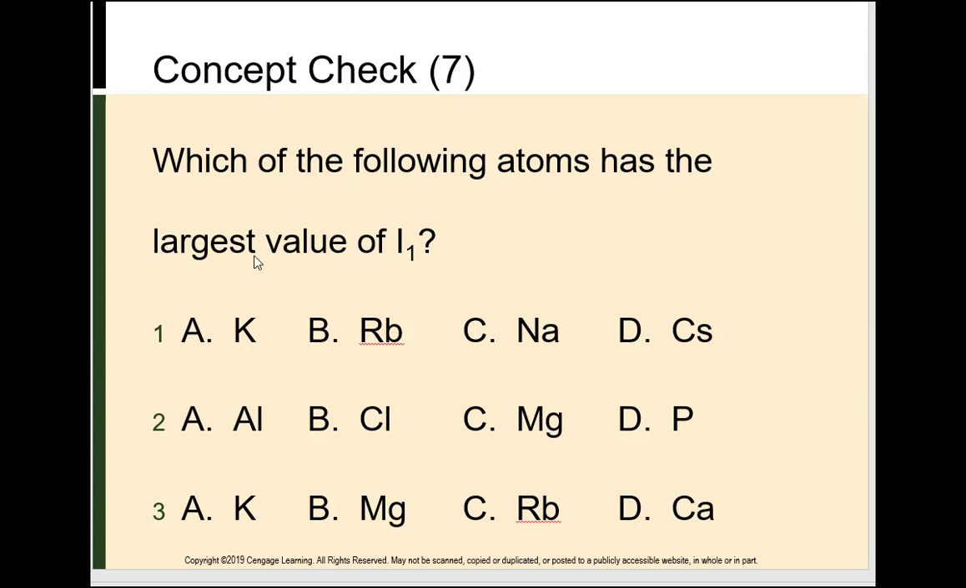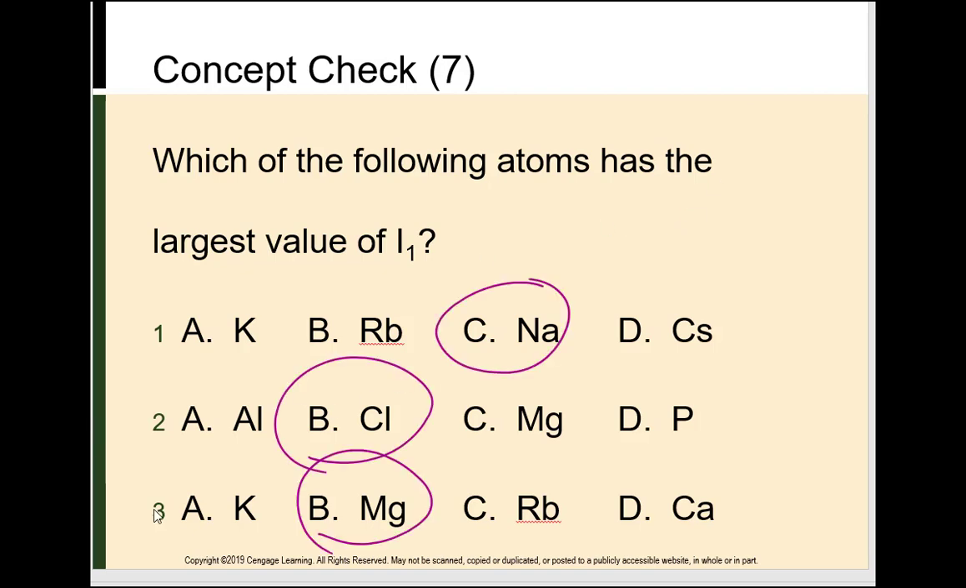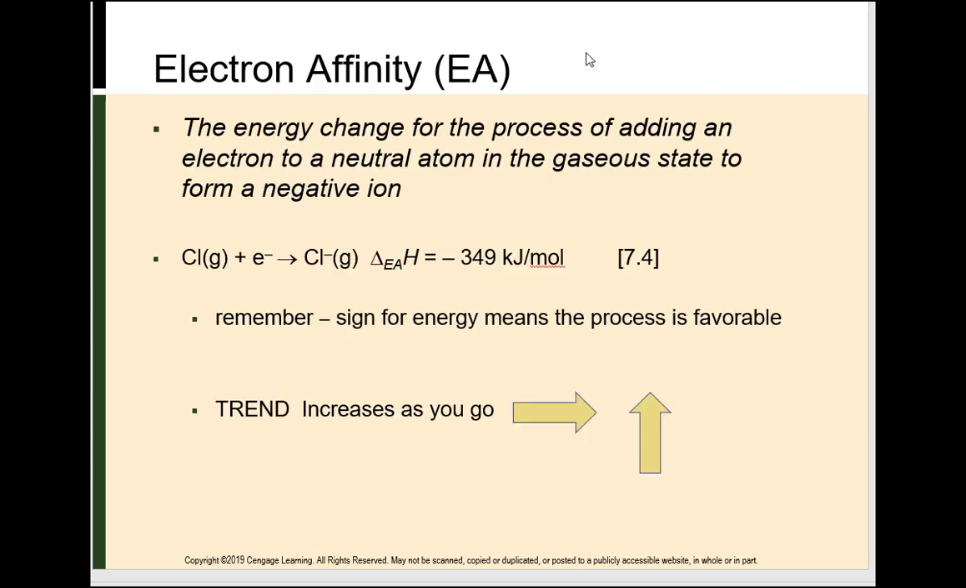Why don't you take a second and try to find the largest value of plucking off 1 electron. That's called our first ionization energy. Hopefully you found these for the largest values. Sodium is the highest in the alkali metal group. Chlorine is the furthest to the right, and magnesium is furthest up and to the right of these 4 options.